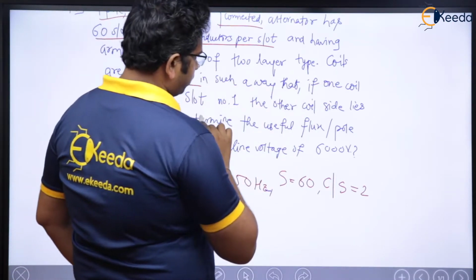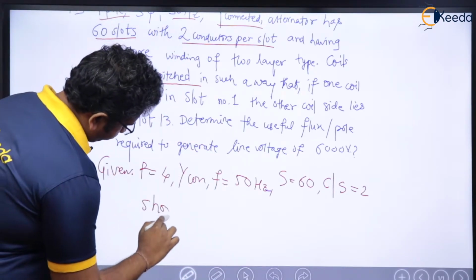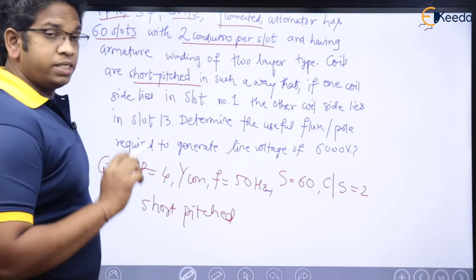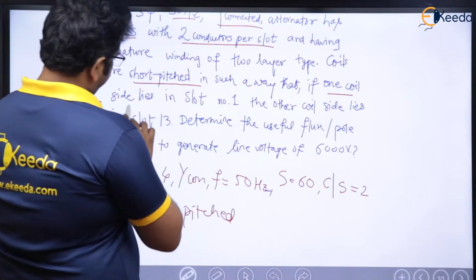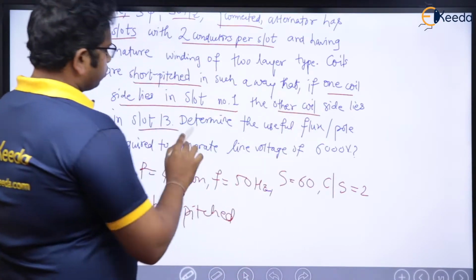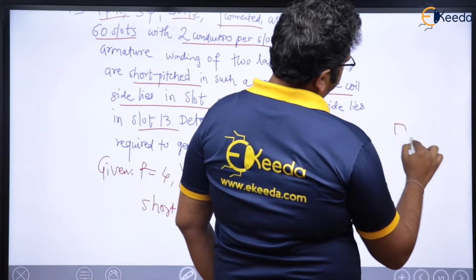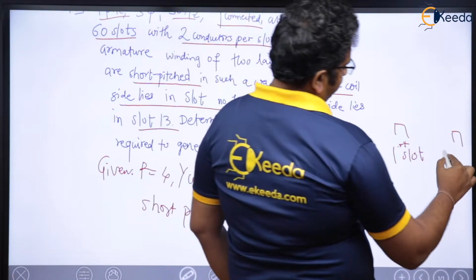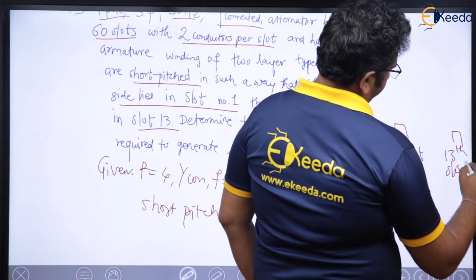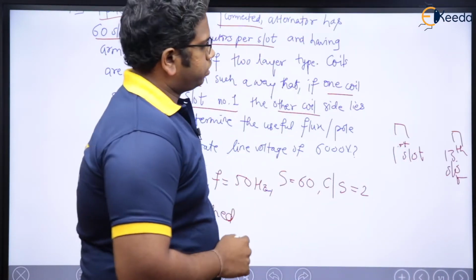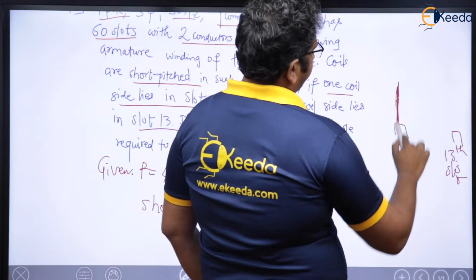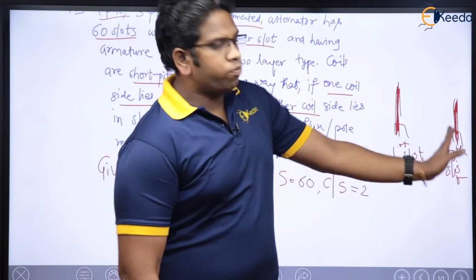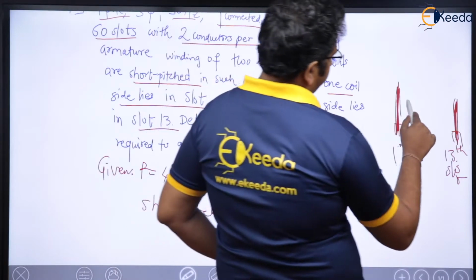Coils are short pitched in such a way that coils are short pitched. So let us write short pitched. Coils are short pitched in such a way that if one coil side lies in slot number 1, the other coil side lies in slot number 13. Which means, if you have, for example, two slots, this is slot number 1, the first slot, and this is the 13th slot. So, if one coil side is placed in first, the other is placed in 13, means after how many slots it is placed? 12 slots. So here, the distance between them is going to be 12 slots.